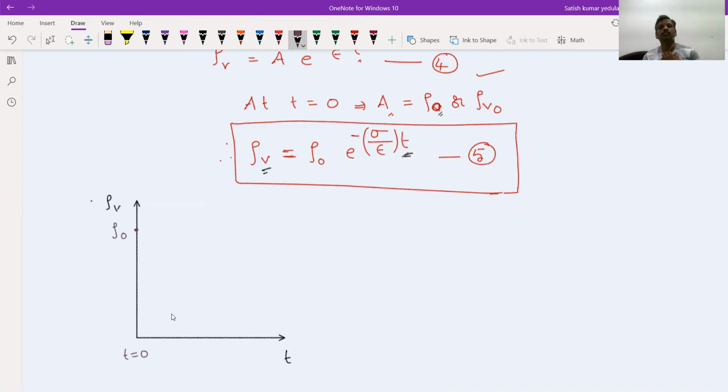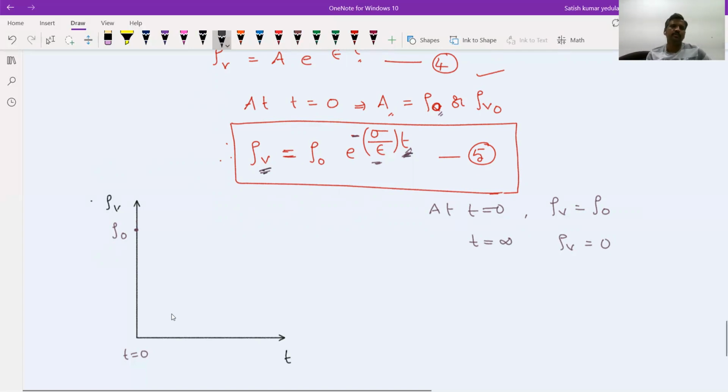But as the time progresses, it's a decaying exponential. So the volume charge density keeps on decreasing, and at t equal to infinite, e power minus infinite will become 0. That means at t equal to 0, rho v is rho naught. At t equal to infinite, rho v is 0. So in between, it decays exponentially; it is an exponentially decreasing function. So we can take it like this. Don't make it 0, just try to see that it is going to 0 at infinite.